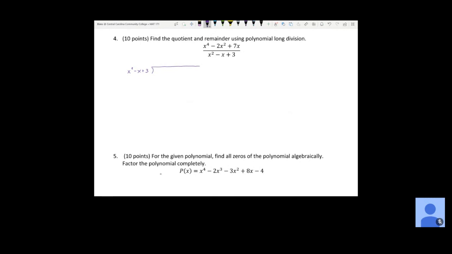Good, right? So we have x to the fourth. We're missing the x cubed terms. We have a plus 0x cubed minus 2x squared plus 7x. And again, we're missing our constant. I'm going to put a plus 0 down there. Okay, so any missing terms, make sure you put a 0 in its place. Now, what's our first step in our long division now?